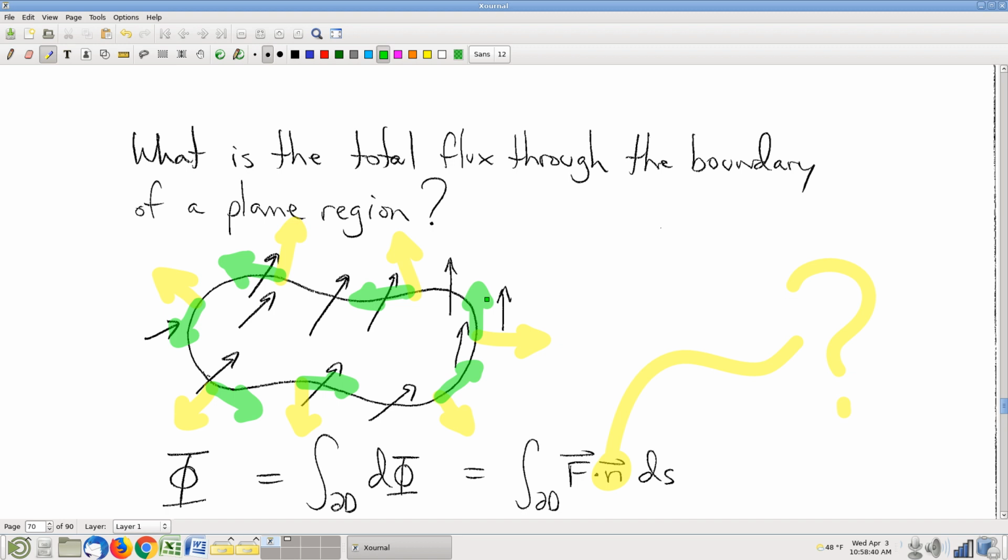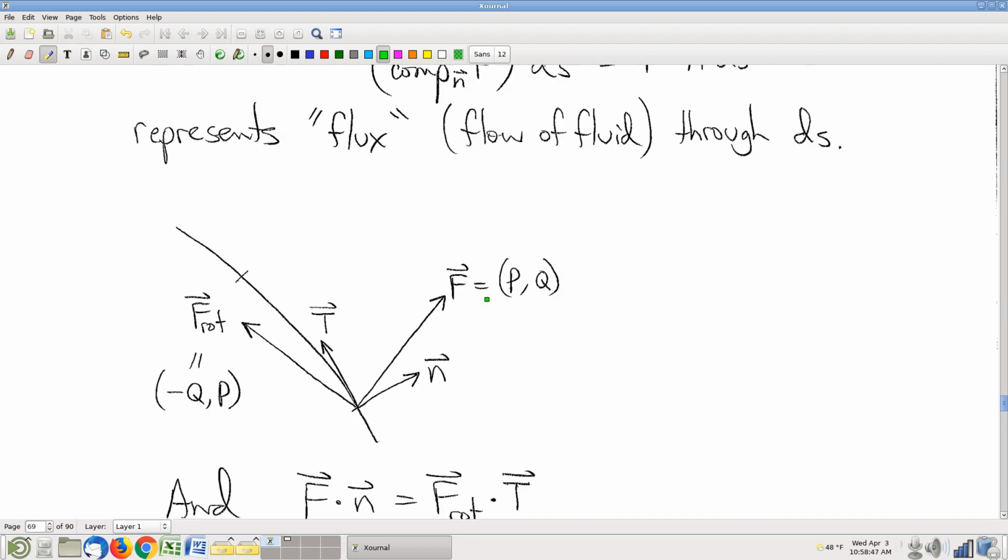Okay. All right, so here's the good news. This is something that we can easily relate to T. And this is a calculation on the previous page. Here's our normal vector for a little piece of curve. Here's the corresponding T vector.